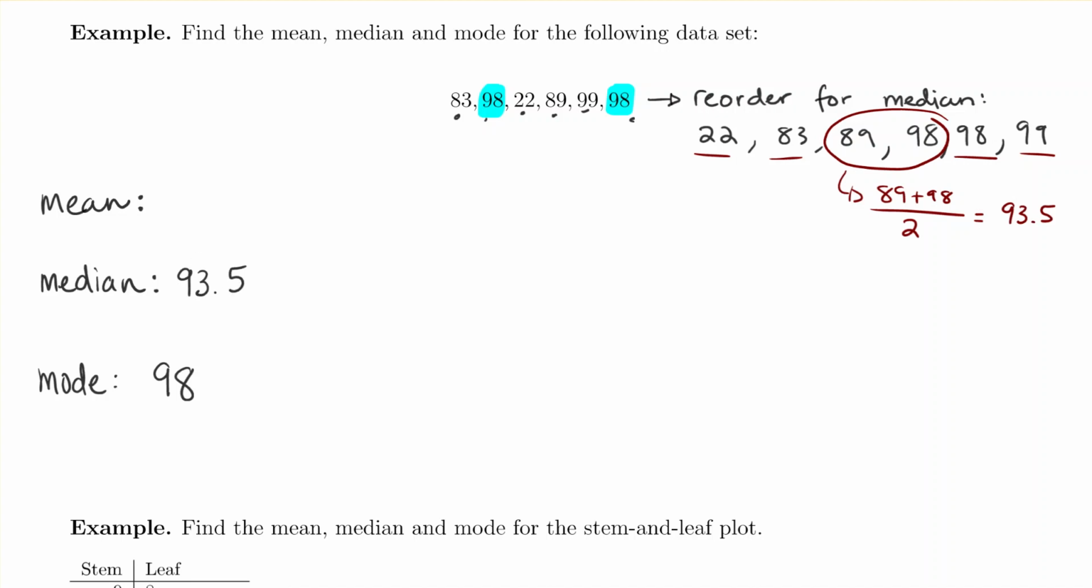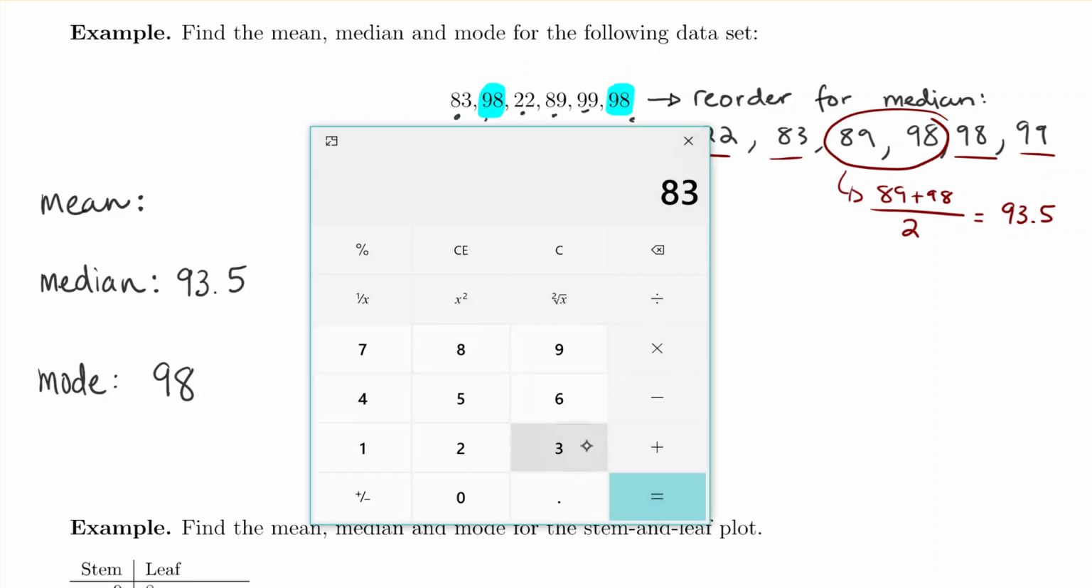Next, for the mean, that's just the average. So you add all the values together and then you divide by how many values there are. So let's start that. So I've got 83 plus 98. Make sure you don't have any typing errors here. Plus 22 plus 89 plus 99 plus 98. That's my total sum. Now there's 1, 2, 3, 4, 5, 6 digits or 6 items. So divide by 6. And we get 81.5 as the mean.